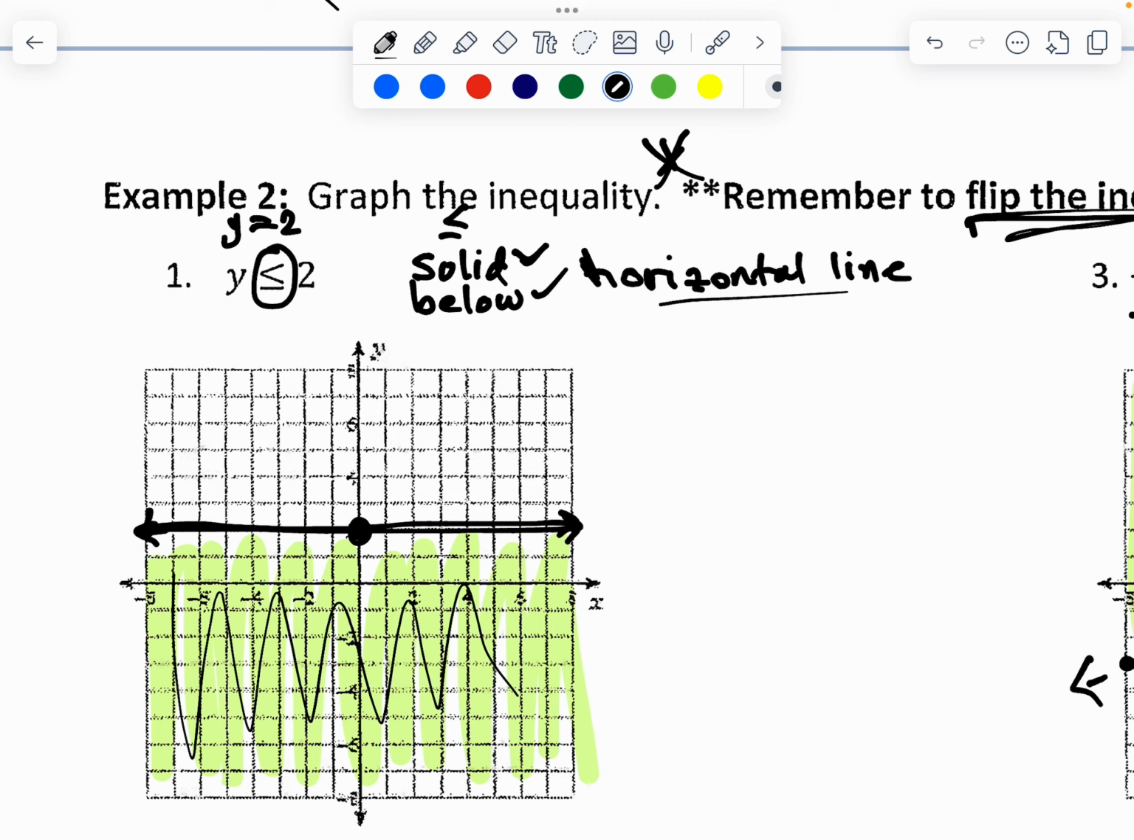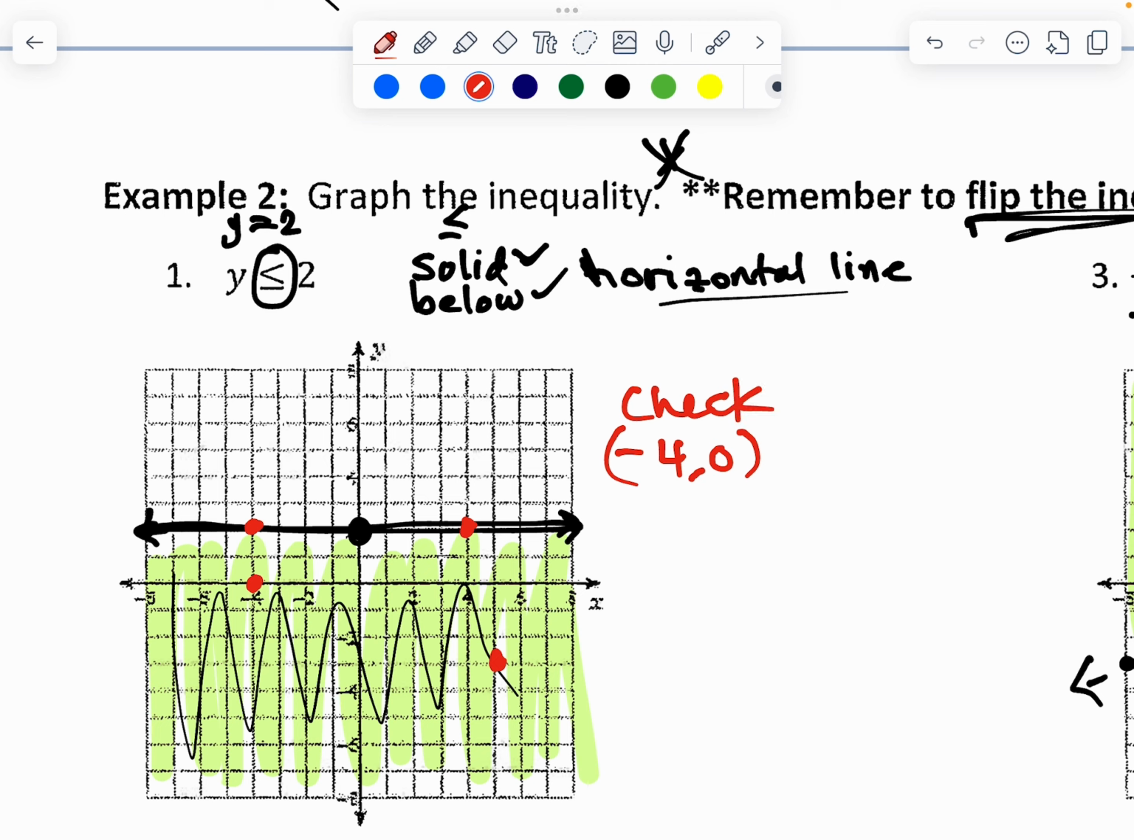Now, if I were to pick any point, I could pick any point that's in the shaded region. I could pick any point on the line, and any of those are going to tell me if I graphed correctly. So if I plug those points in, it's going to say. So let's look. Y is less than or equal to 2. Say I picked negative 4, 0. So negative 4, comma 0, check.